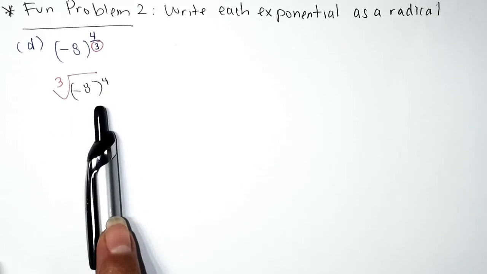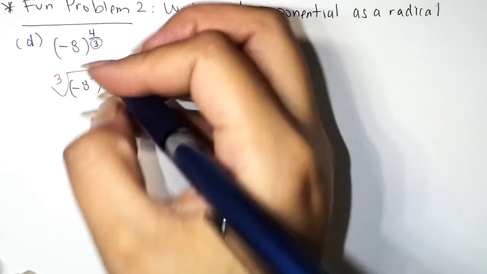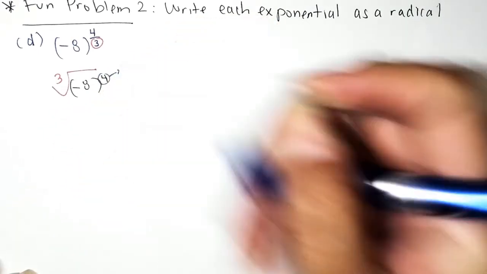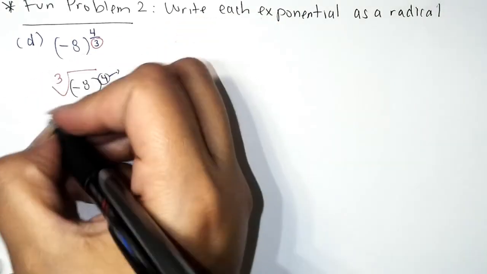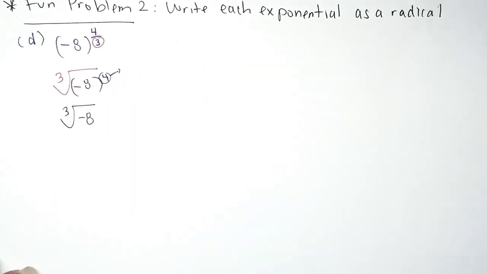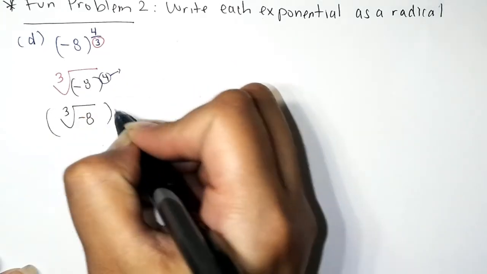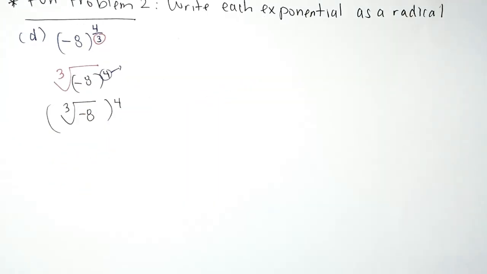But in this case, I'm going to do what the book likes to do, which is take the exponent out of the radical. Okay, so when we do that, that will give us the cube root of negative 8, and instead of raising the negative 8 to the 4th power, we're going to raise the entire radical to the 4th power. So it doesn't matter where the 4 stands, you're going to get the same answer.